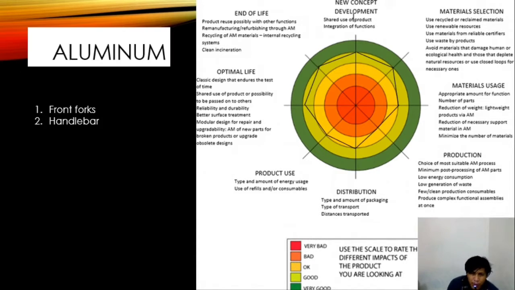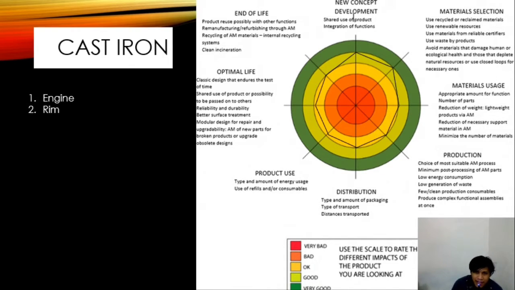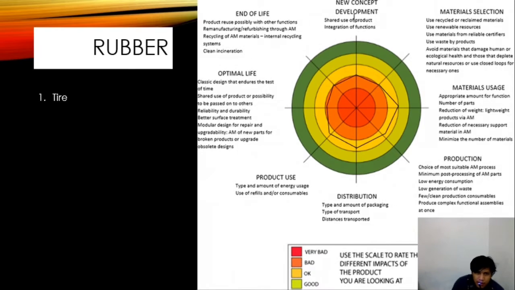The second eco design web is aluminium. It is also the same as steel, and there are 2 components that use aluminium parts, which are the front fork and handlebar. The third eco design web is plastic. As we can see from the eco design web, plastic has a very bad characteristic because it is bad for our environment. The parts that use plastic are the windscreen, headlight, and fairing. The fourth material is cast iron. The eco design web is also the same as steel and aluminium, and the parts that use cast iron are the engine and the rim.